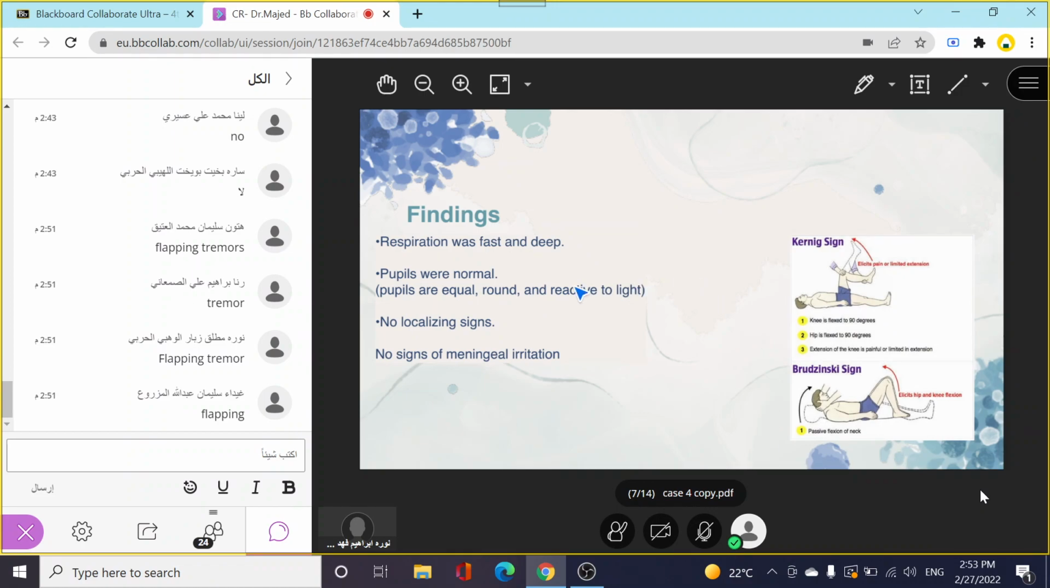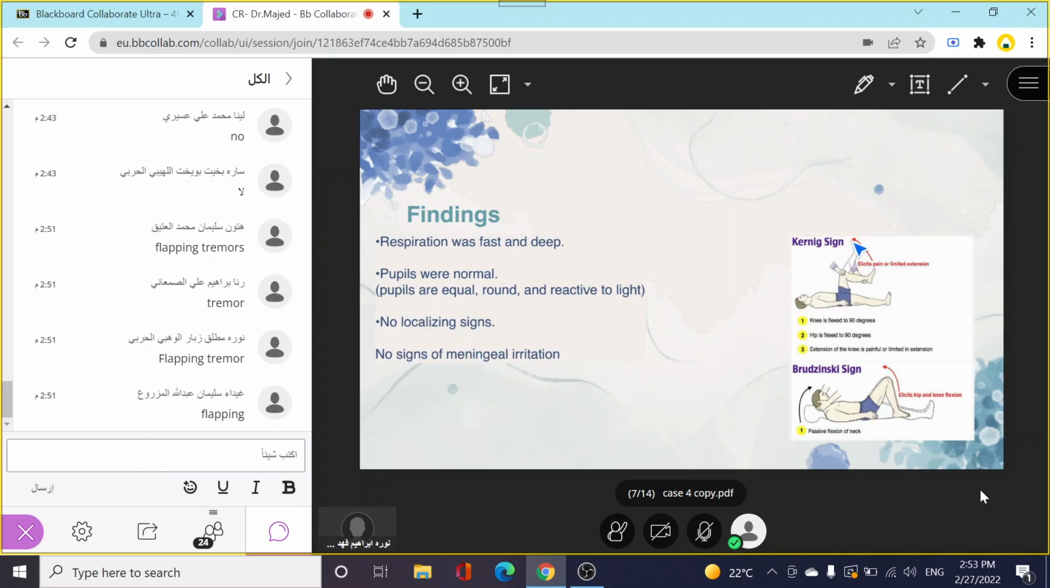Okay, so continuing with the findings. The respiration was fast and deep. The pupils were normal, that means equal, round, and reactive to light. There was no localizing sign. We know that a localizing sign is a sign observed during the neurological examination that might give us a clue to a specific disease or lesion in a specific area in the brain or the nervous system. There was no localizing sign, and there was no sign of meningeal irritation.